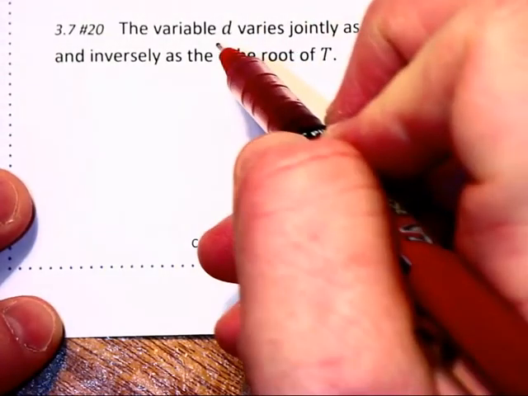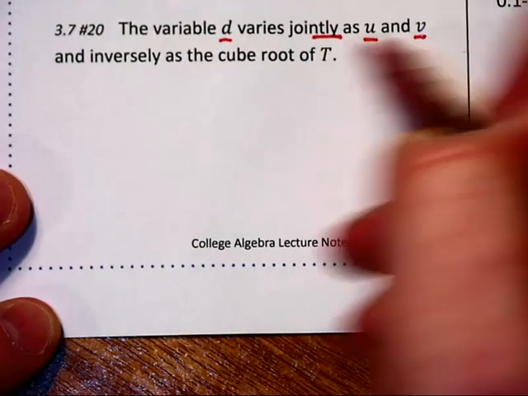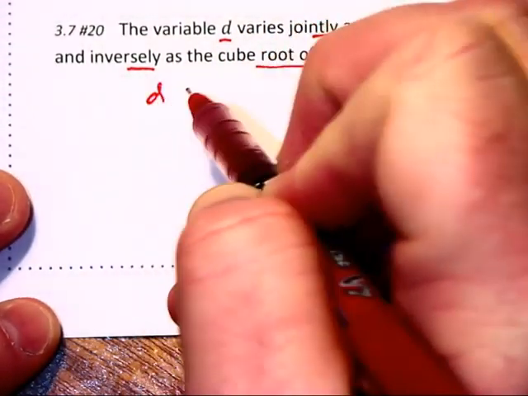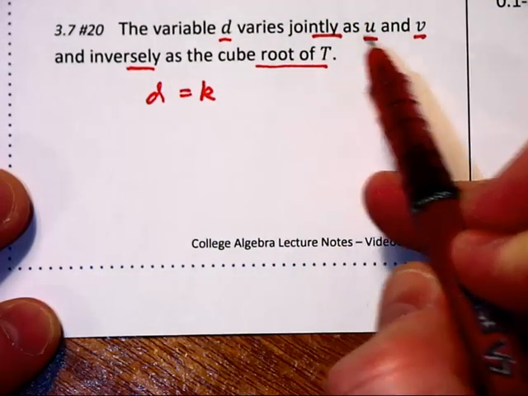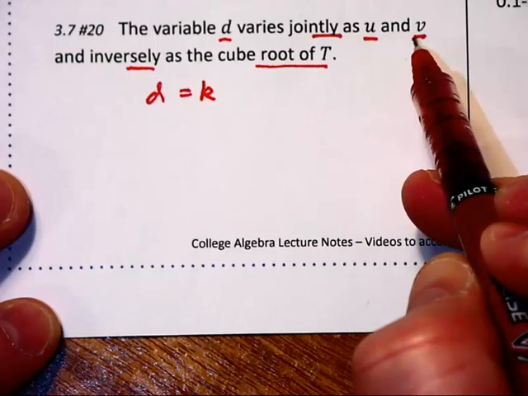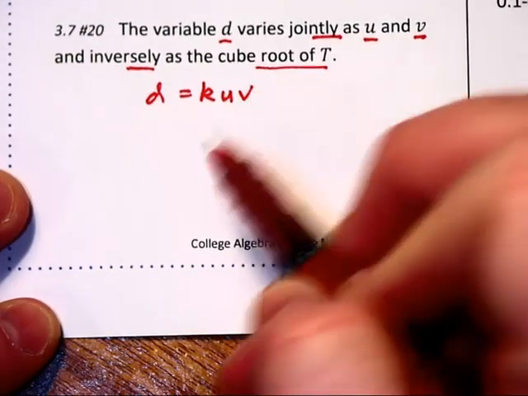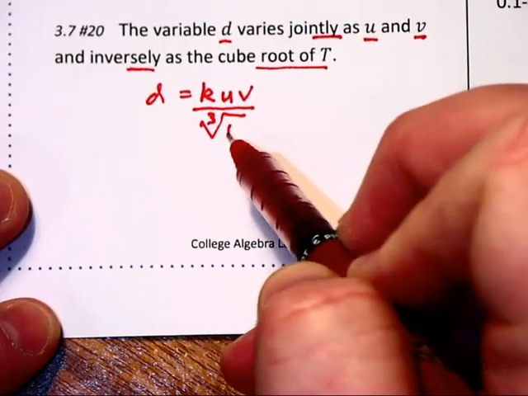The variable d varies jointly as u and v, and inversely as the cube root of t. So d varies, that's d equals k. Now when there's joint variation, it's assumed to be a direct variation unless we're told otherwise. So u and v will go in the numerator, and the cube root of t will go in the denominator.